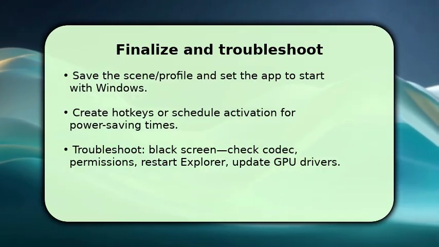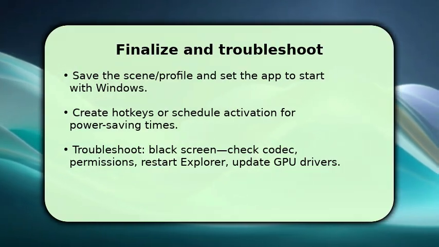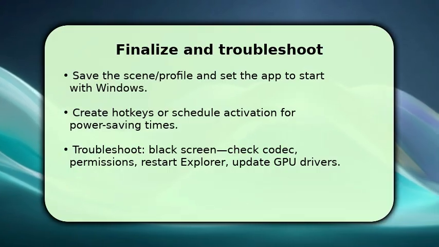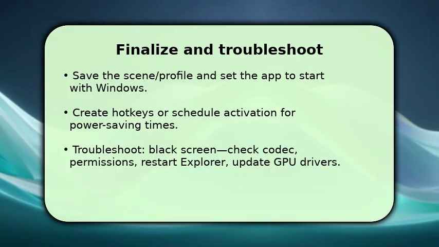If you see a black screen, check the video's codec and re-encode to H.264, confirm the app has admin permission, restart Explorer, and update GPU drivers. These fixes resolve most playback and permission issues quickly.